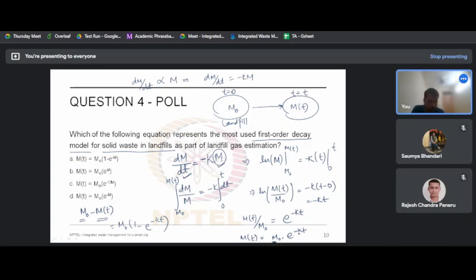And the answer will be M(t) equals M naught e to the power minus kt. This is the way it is derived. So you can also remember the equation directly. So option D is the correct answer. So I hope this was clear. I'll just wait for a few seconds if someone has any doubts.